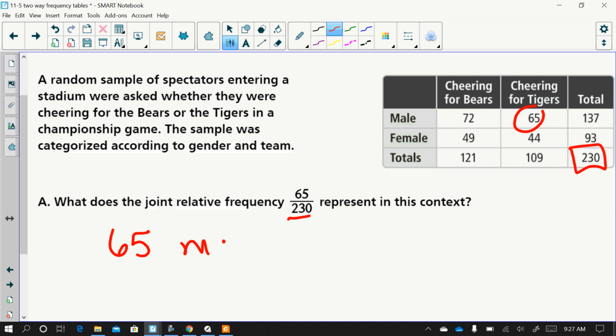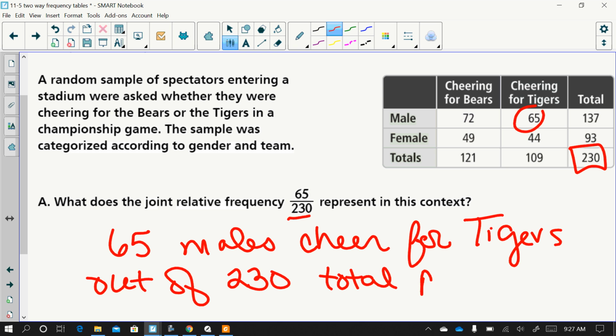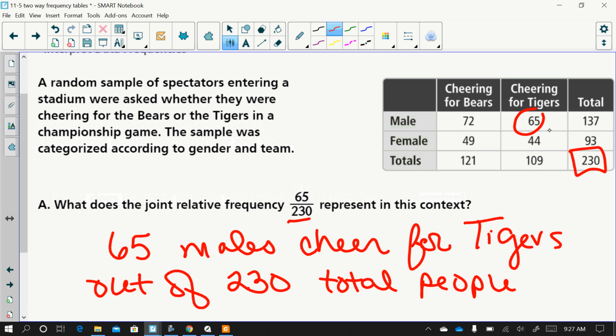65 males cheer for Tigers out of 230 total people. Okay, that's what that is saying. And I just find that by looking for those numbers.